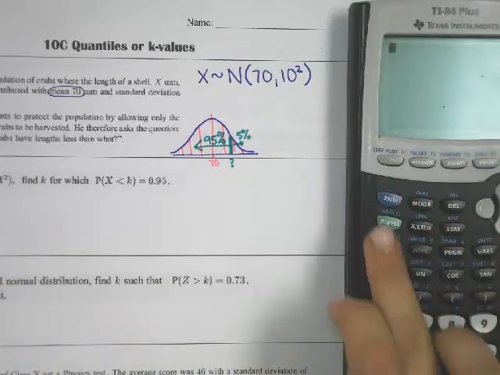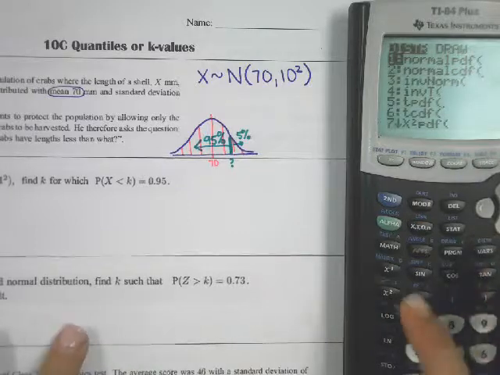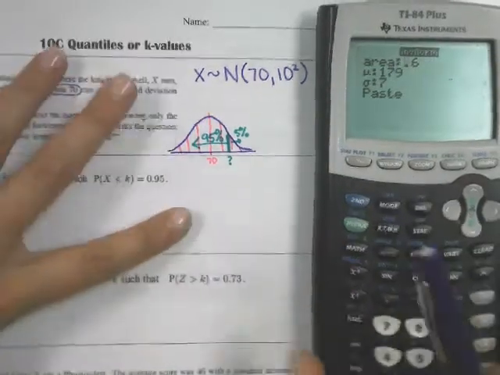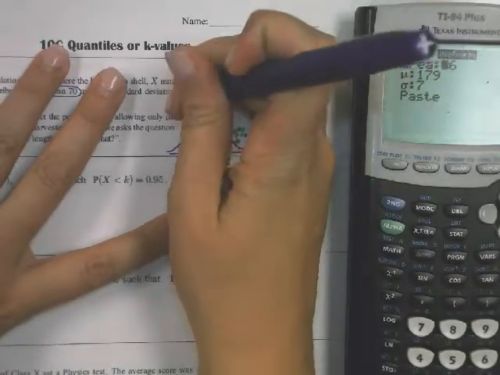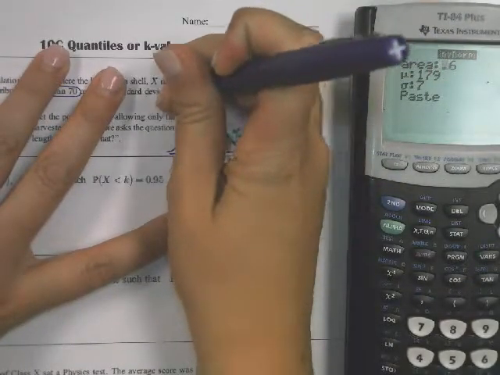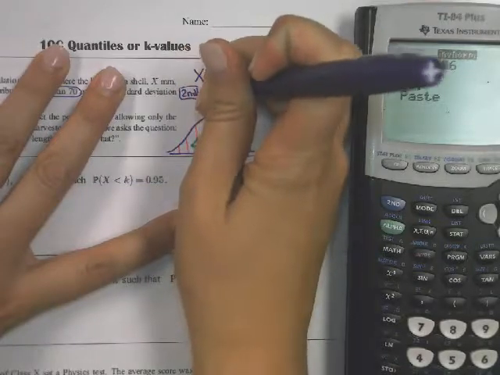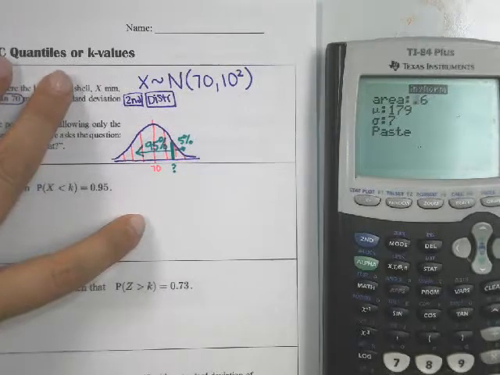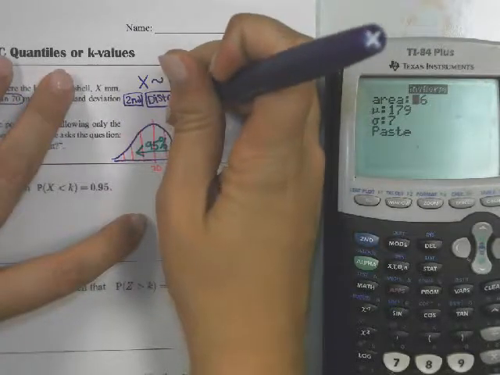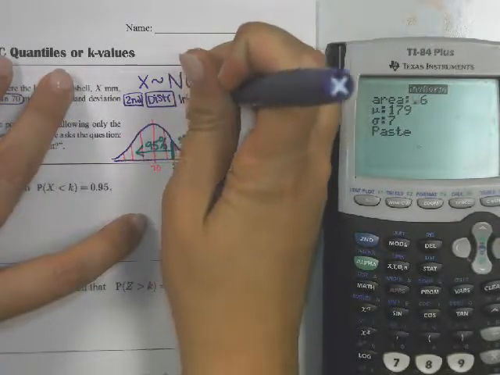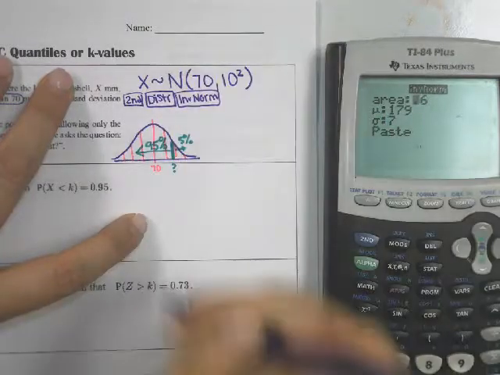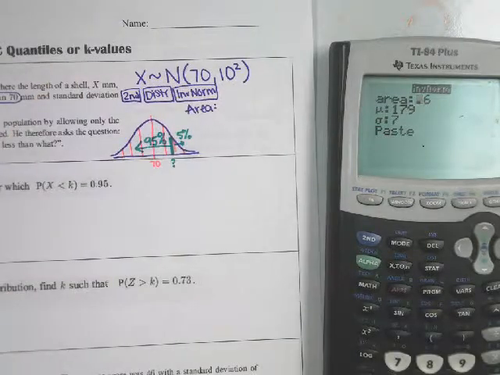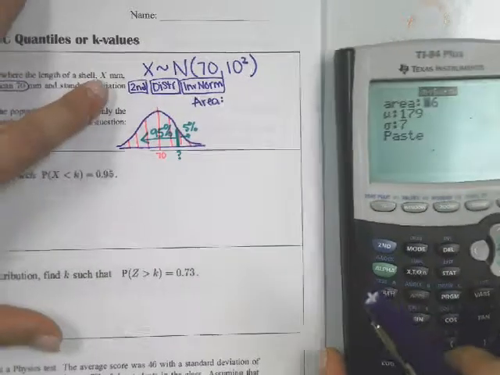So I'm going to press second vars. We want to go inverse normal. And it asks us for a couple of things. So we're going to, second, it's our distribution, which is a normal distribution, so that should help you know to find it there. And then we did inverse norm. And we're going to indicate some values. So the area is always the percentile. It's always the percent less than.